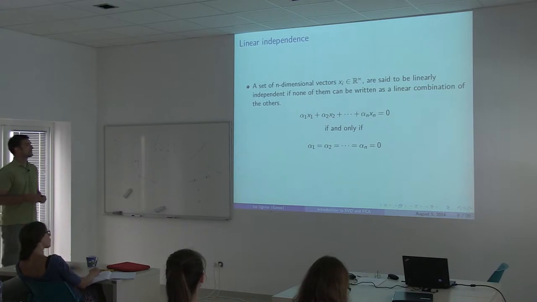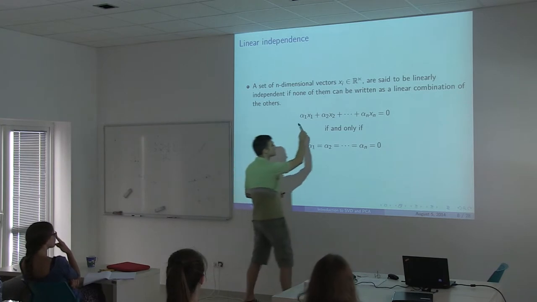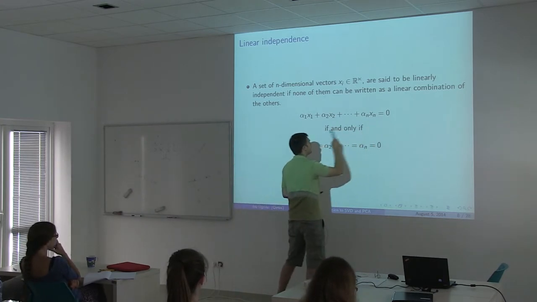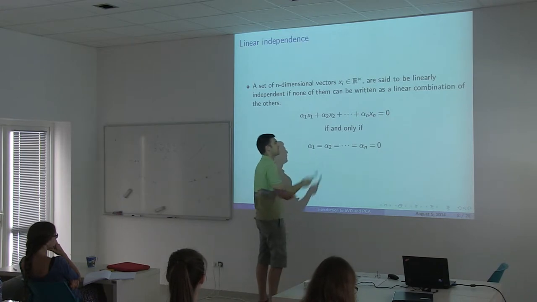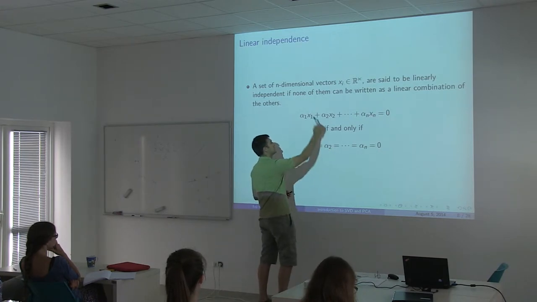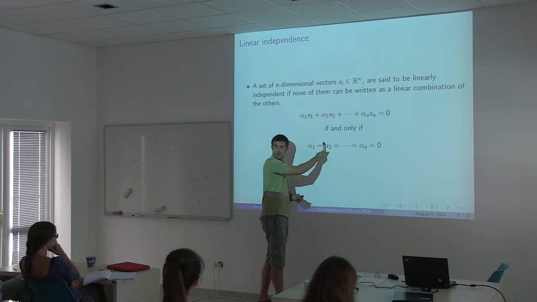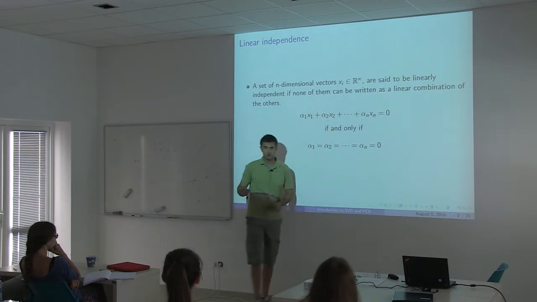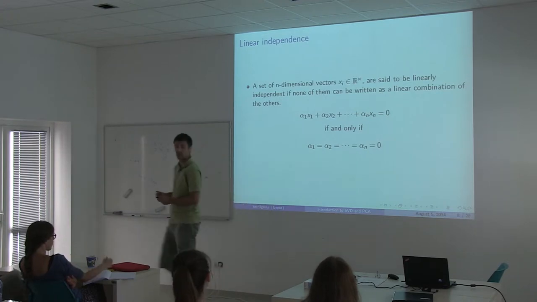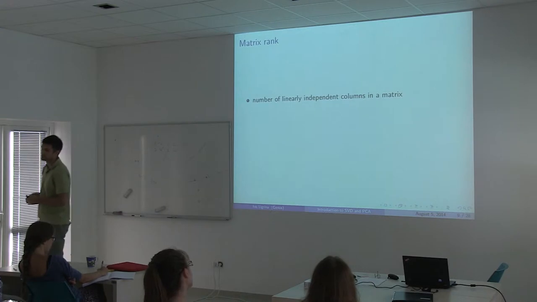This is mathematical notation. It says that if you have an equation like this, it should be zero if and only if, this is the truth. What does it mean, if and only if? It means if you take this as a truth, you're going to get this as a result. And also if you take this as the truth, you're going to get this as the result. Okay. Now we know what linear independence is.